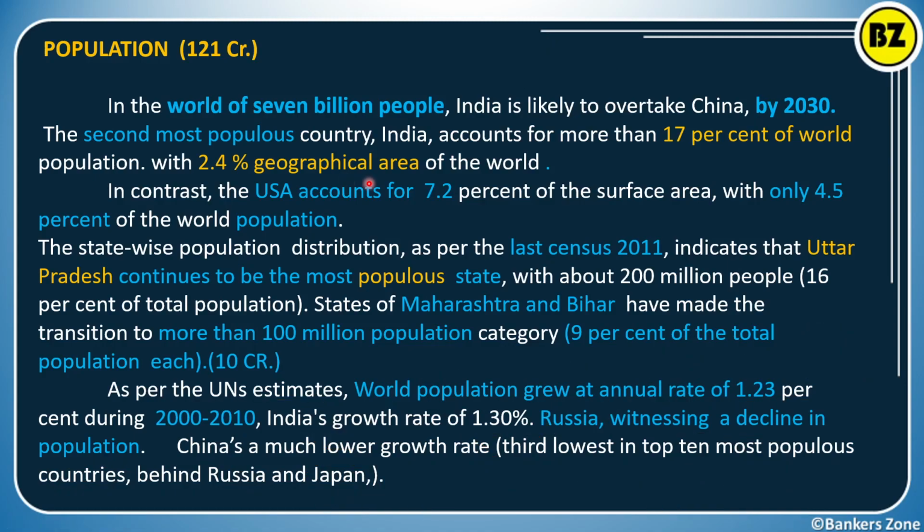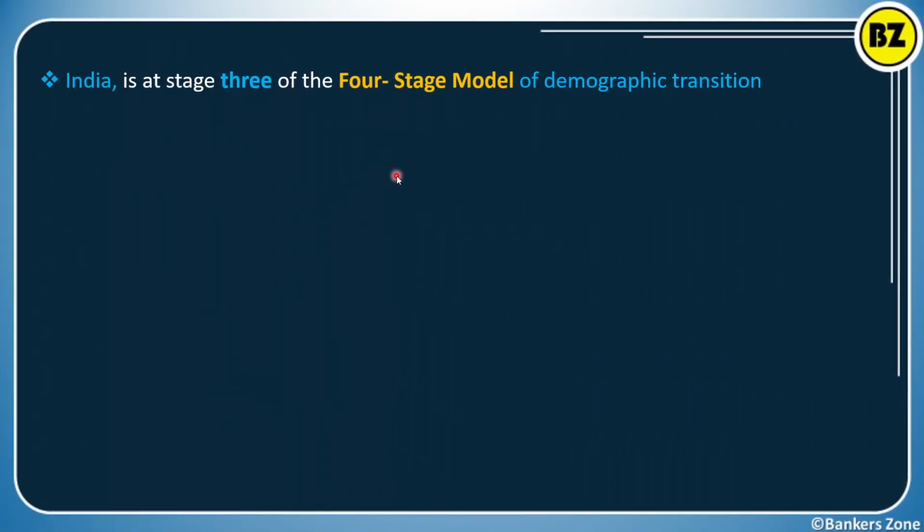So friends, now see, India is at stage 3 of the 4-stage model of the demographic transition. What do we mean by the 4-stage model? There is one model for the demographic transition that we will discuss in the next slides. But for now, you only need to remember which stage India is at.